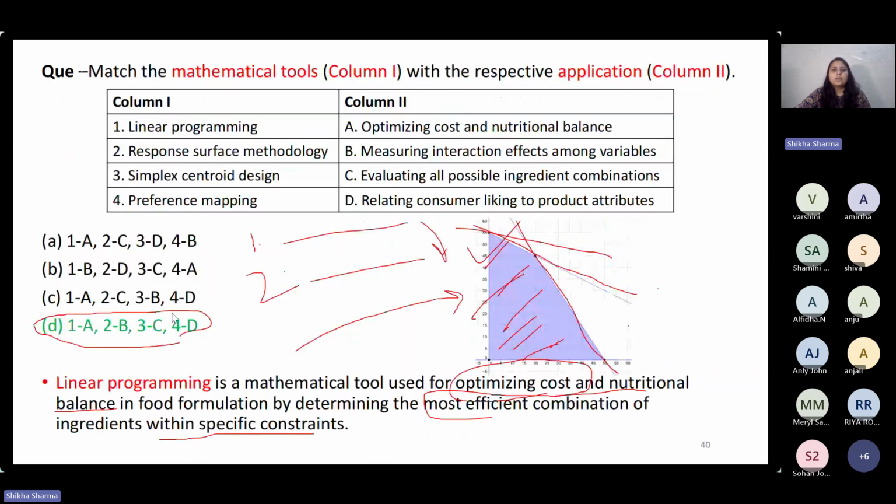So preference mapping is basically used to relate the consumer likings to the product attributes. And then simplex centroid design is evaluating all the possible ingredient combinations. RSM is basically measuring the interaction effects among the variables, and linear programming is for optimizing the cost and nutritional balance.